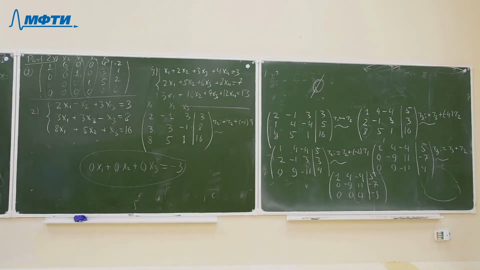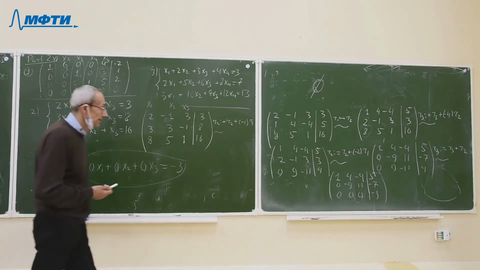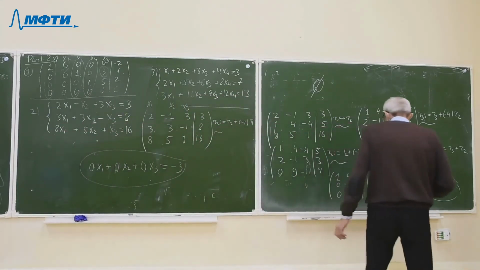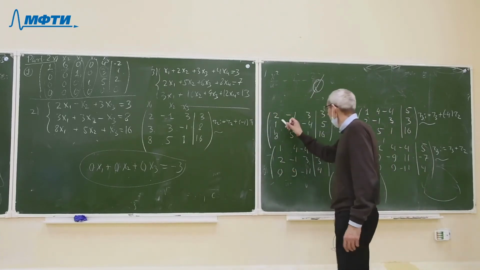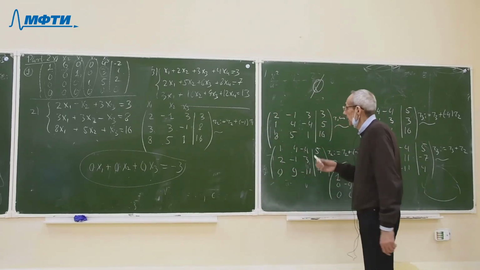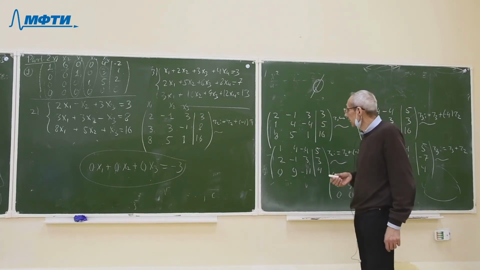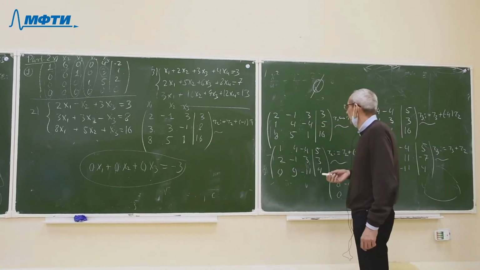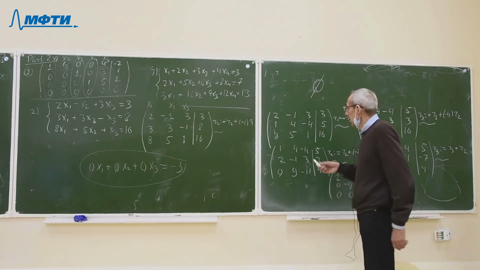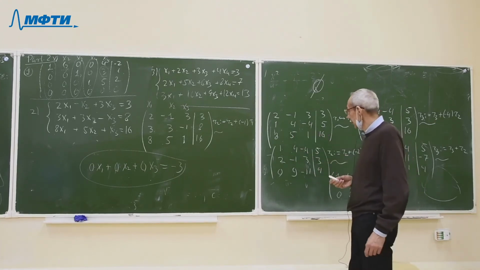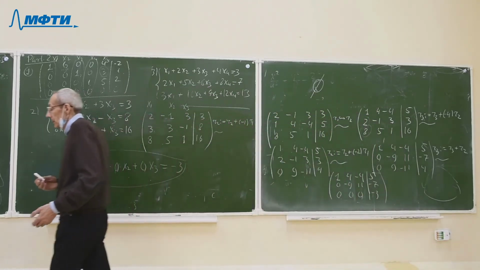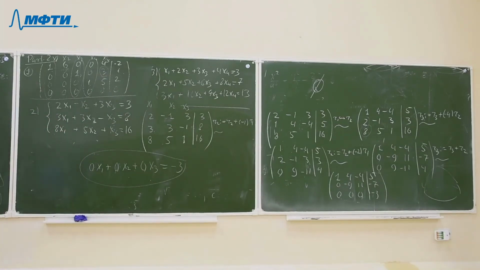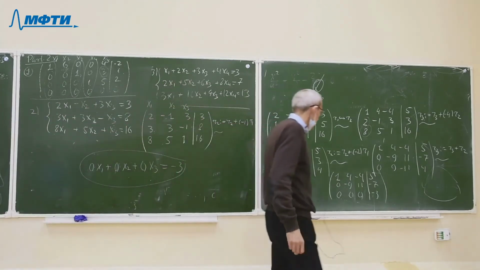And this contradictory equation has an empty set of solutions. But the solution of a linear system is the intersection of the solutions of the equations which constitute this linear system. And if we have an empty set, the intersection of the empty set with any set is empty. And in this case, we obtain the empty set of solutions.